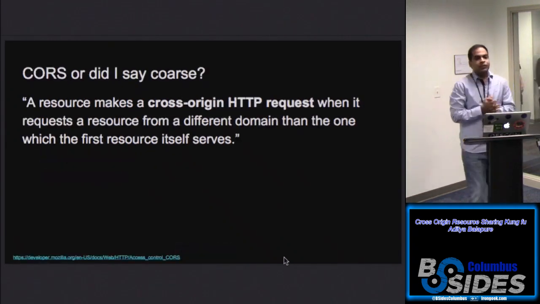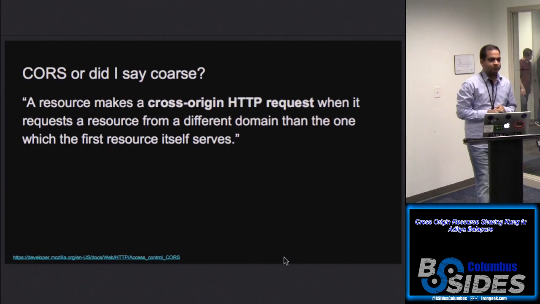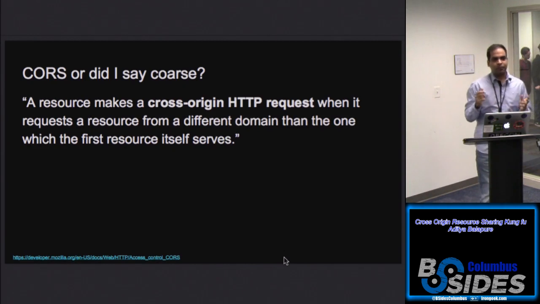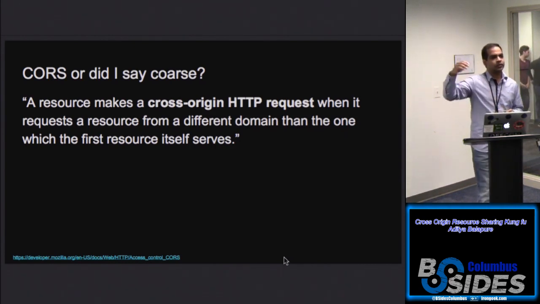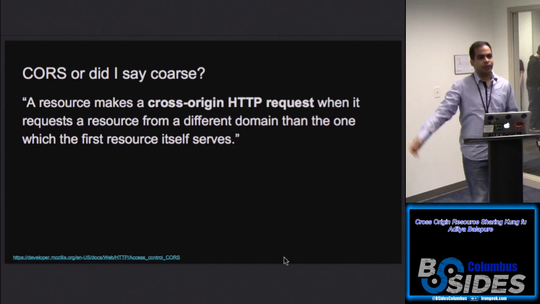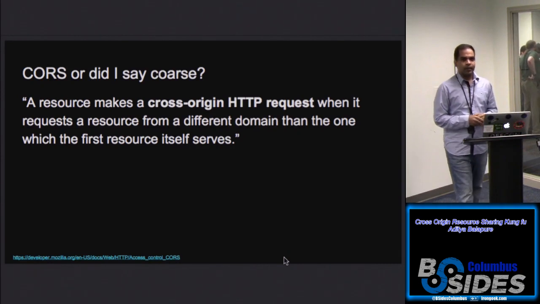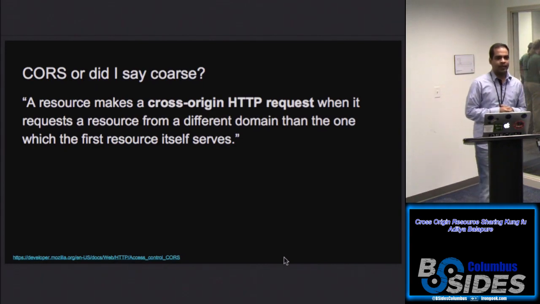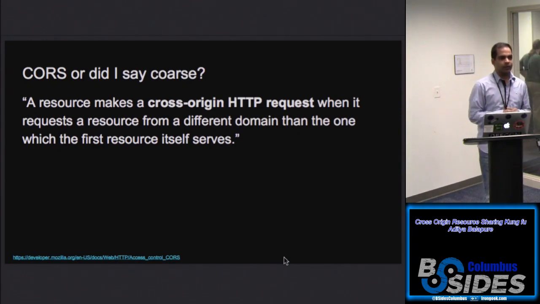Cool. Just a quick Wikipedia definition of what cross-origin resource sharing is. Basically, a resource makes a cross-origin HTTP request whenever it's trying to access a specific resource from a different origin than the one it's making the request from. Again, this is a bookish definition, and we're going to cover more fun stuff, go over some easy examples, some lame examples, and even dive into the deeper technical requests and responses to understand how the whole thing really works.